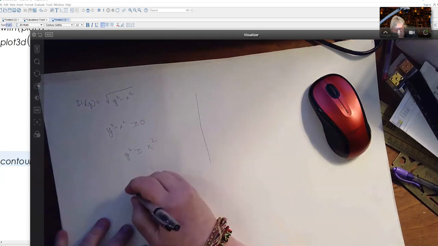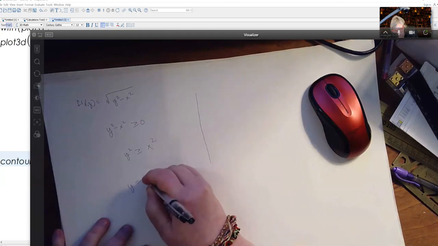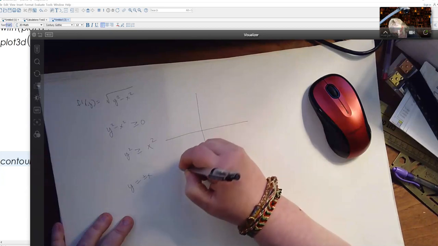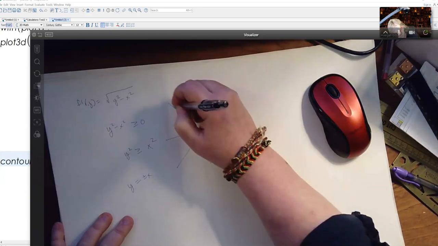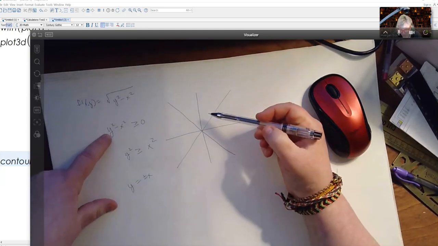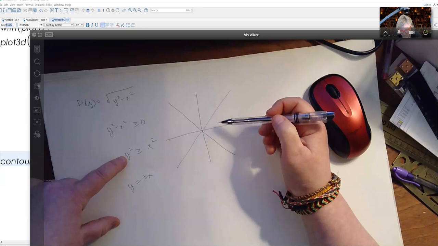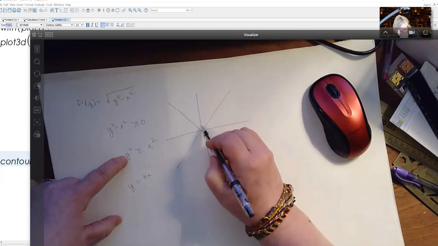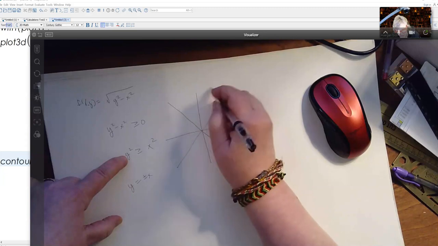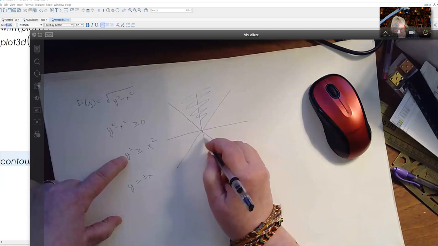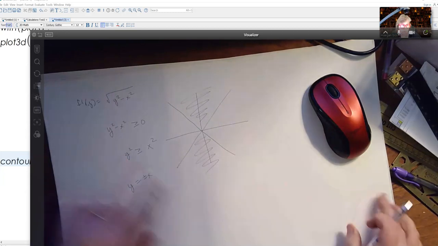So I know my line's going to be based on y equals plus or minus x, which is this line and this line. So what sections am I going to be able to use? Well, I want y squared greater than x squared. So if y squared here, because y gets bigger and x is 0, this is where y squared is greater than x squared. And the same thing down here. So that's the domain of my function.